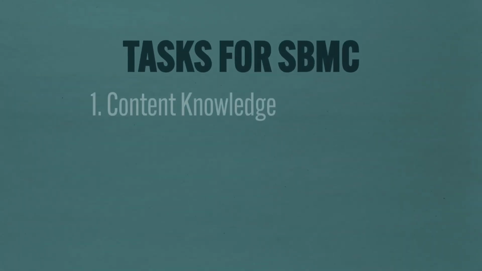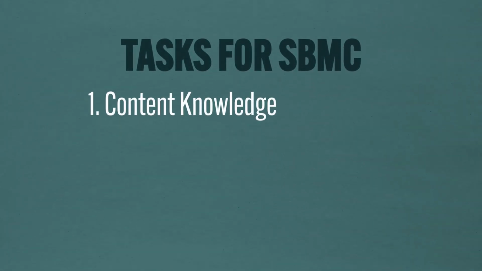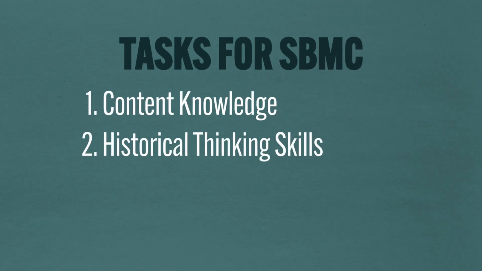Now, in order for us to teach our students how to tackle these questions, we have to be clear on the 3 tasks these questions require. Number 1, a student needs content knowledge to get the right answer. Number 2, they need to be able to employ their historical thinking skills like causation or change over time. You know, for a long time I thought those were the only 2 things my students needed to perform well on these kinds of questions.